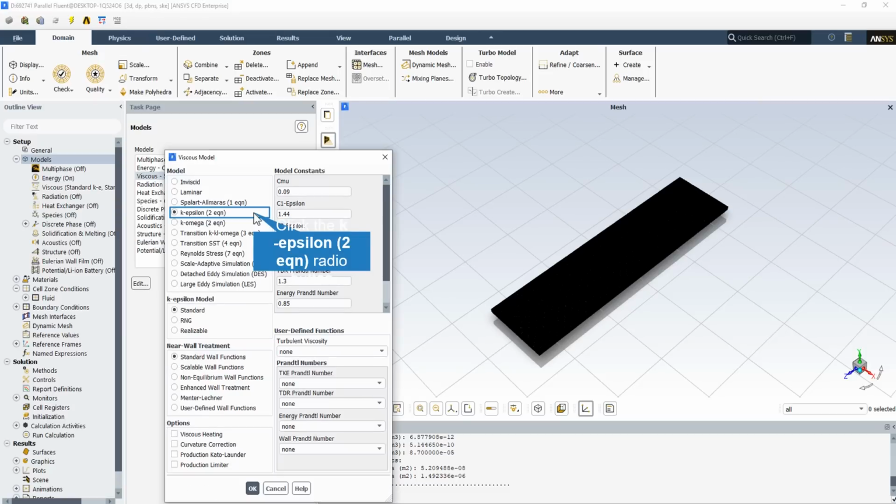In the near wall treatment option, we select the standard wall function. Because if the K epsilon turbulence model is used like in this simulation, it is not possible to simulate flow vortex near the walls. So a wall function must be defined, that is a standard wall function for this simulation, to investigate the fluid behavior near the wall.